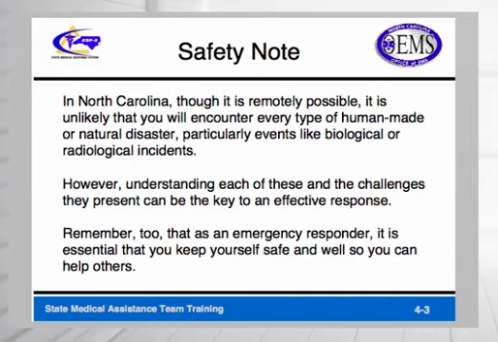In North Carolina, though it is remotely possible, it is unlikely that you will encounter every type of human man-made or natural disaster, particularly events like biological or radiological incidents. However, understanding each of these and the challenges they present can be the key to an effective response. Remember, too, that as an emergency responder, it is essential that you keep yourself safe and well so you can help others.